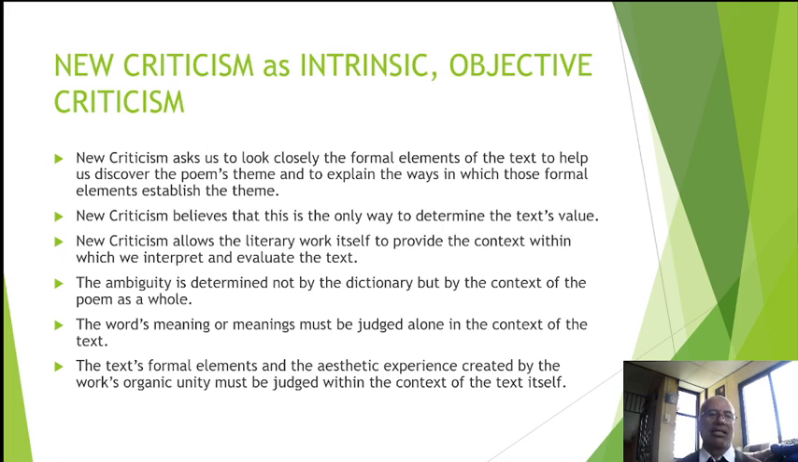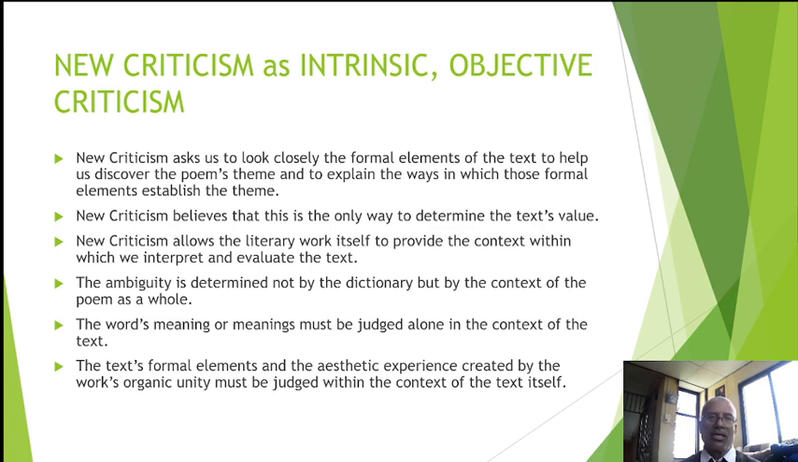That is intrinsic. New criticism asks us to look closely at the formal elements of the text to help us discover the poem's theme and to explain the ways in which those formal elements establish the theme, right? New criticism believes that this is the only way to determine the text's value. New criticism allows the literary work itself to provide the context within which we interpret and evaluate the text. We should not go anywhere. The ambiguity is determined not by the dictionary but by the context of the poem as a whole. The dictionary does not determine that ambiguity. The context of the poem gives the determination, right?